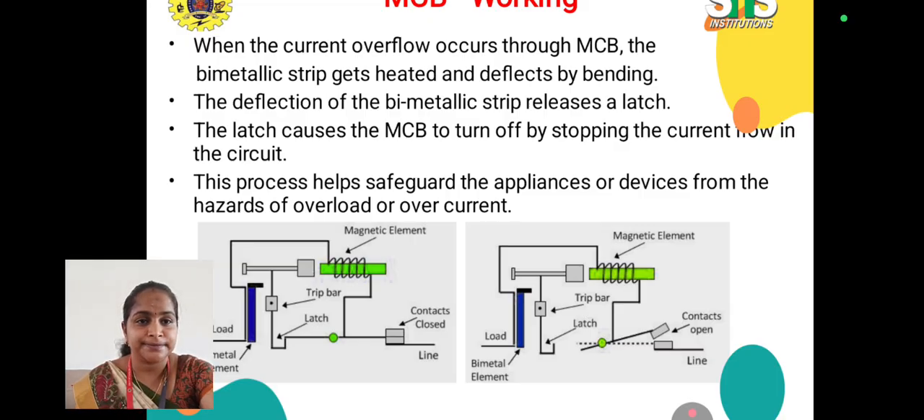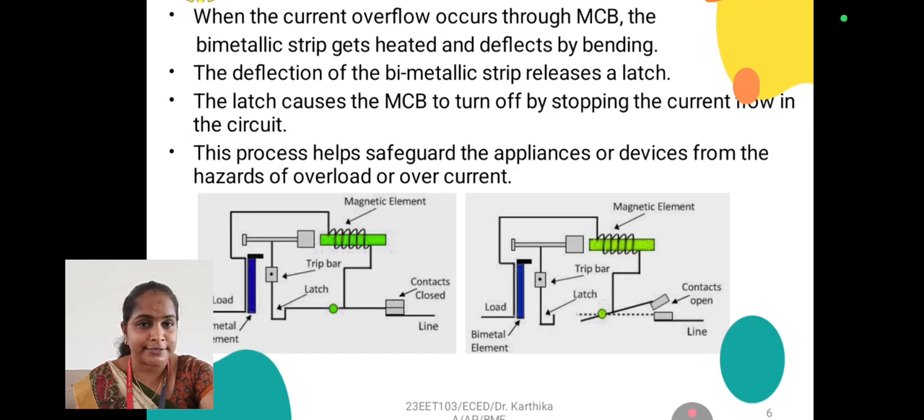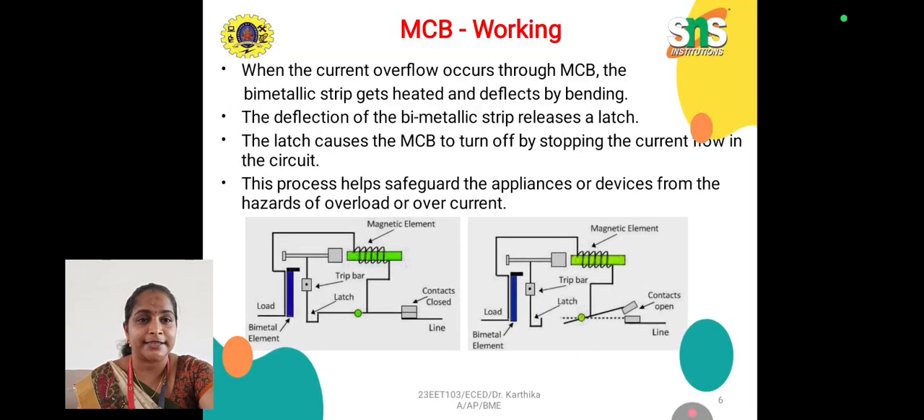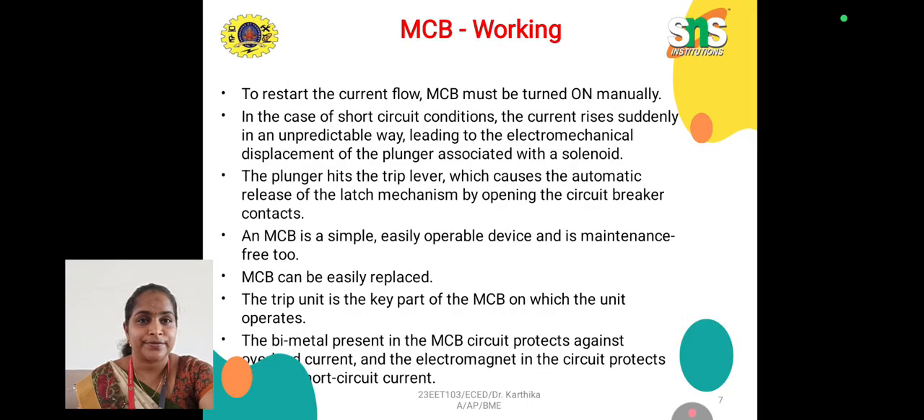See the diagram. Contacts are closed in the first diagram. Here we have the load, bimetal element, magnetic element, trip bar, latch and contacts closed with the line. In the second one, the contacts are open. When the current overflows through the MCB, the bimetallic strip bends and opens the contacts. To restart the current flow, the MCB must be turned on manually.